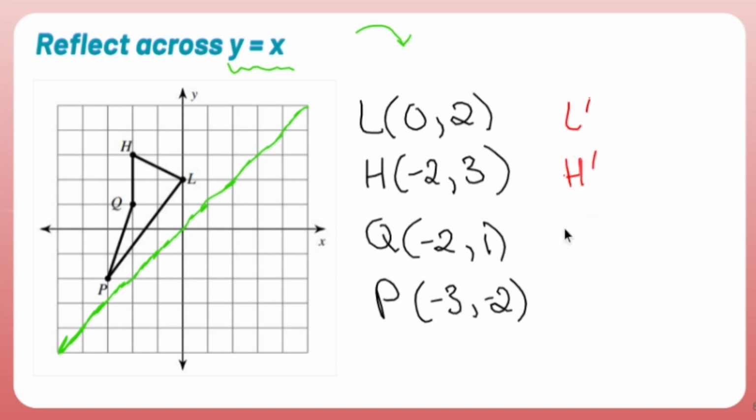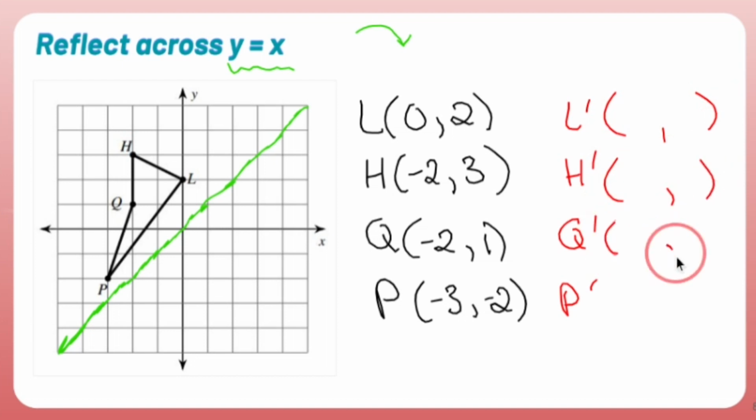The points of the image, the reflection points. How am I going to pull these off without using my graph? Well, I'll tell you. If you look at the original equation that we're given, y equals x, this is telling us that y equals x now and x equals y. What does that mean? These guys just flip.